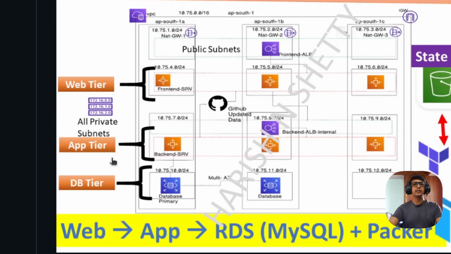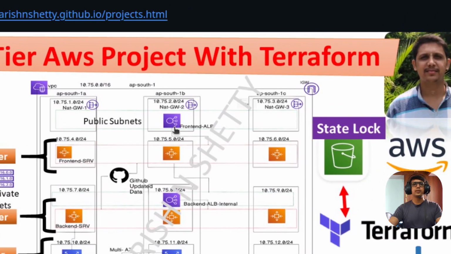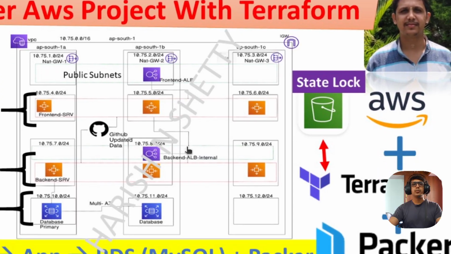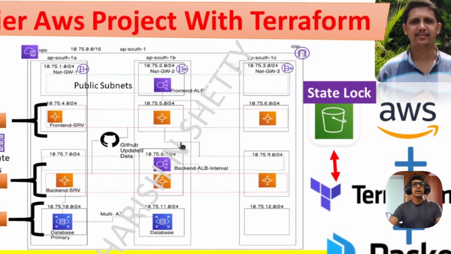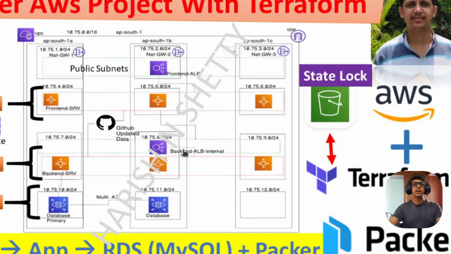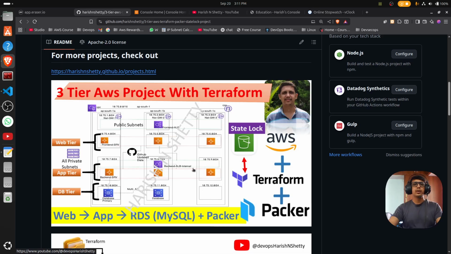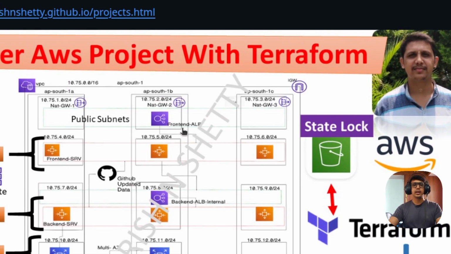These 3 tiers, web tier, app tier, and DB tier, are all in private subnets. The only part, the front end ALB, is in the public subnet. Why? Because we have to access the website for the front end application. That's why we are using the public subnet for the front end load balancer. And one more thing, we are using a backend internal load balancer that is going to access the instances' API data. So we are using the internal ALB and also the external front end ALB in this project.